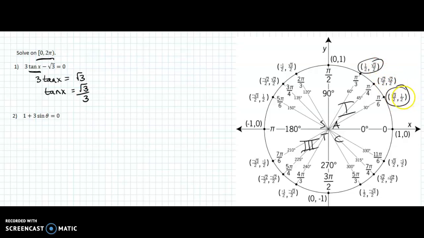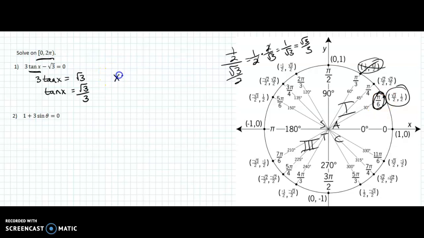So tangent is sine over cosine, or y over x. So if I do 1/2 over square root of 3 over 2, then I rewrite the top, multiply by the reciprocal, and sure enough, I get 1 over square root of 3, which is square root of 3 over 3. Some of these values on the unit circle will be easy to just pick out and see. In this case, it took a little work. And so the angle that makes that true is pi over 6. And so that means tangent of pi over 6 is square root of 3 over 3.